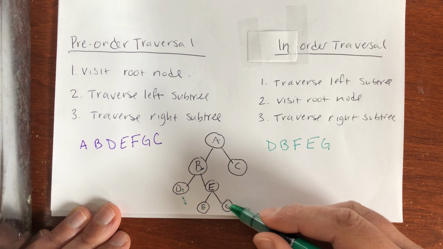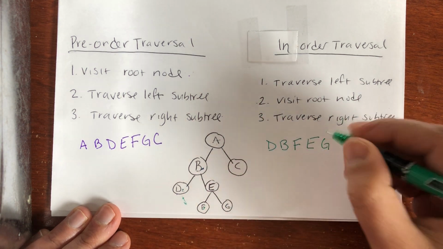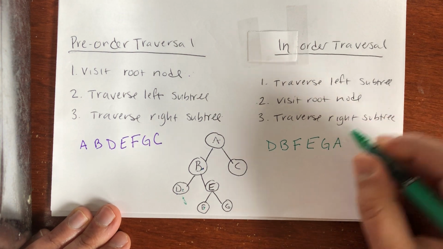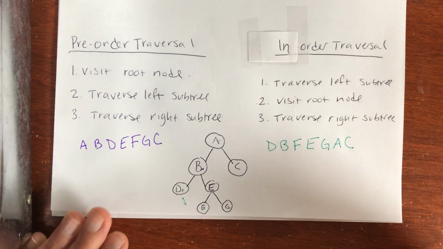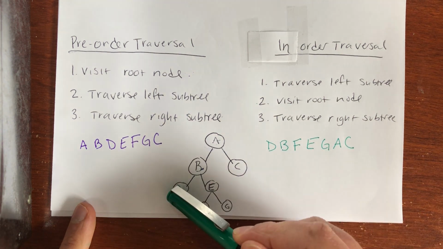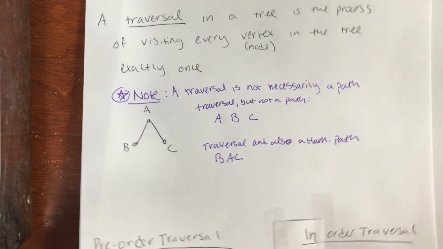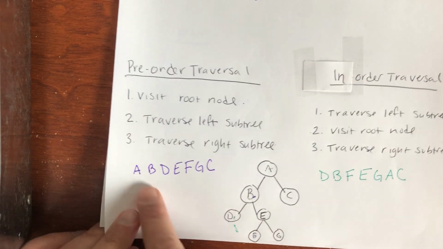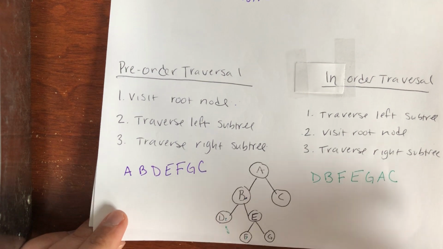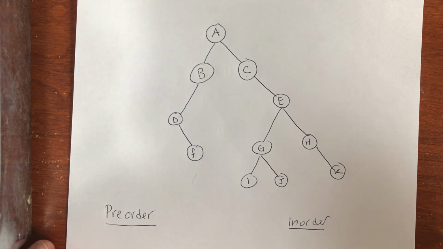So we've followed the steps for all of these vertices B, D, E, F, and G, which means we go back up to A, we follow step 2, which is to visit the root node, and then traverse the right subtree, giving us C. So with the Inorder Traversal, it essentially says go left as far as you can, and when you can't go left anymore, you visit that node, and then go right. Notice that in both cases, we end up with a list of all the vertices of our tree exactly one time. So let's look at a slightly bigger tree and try another example.